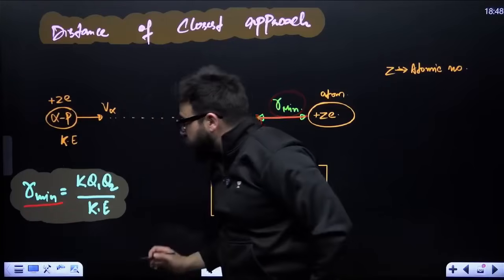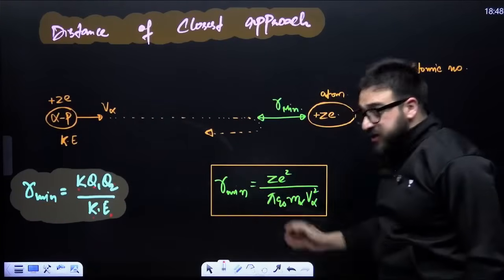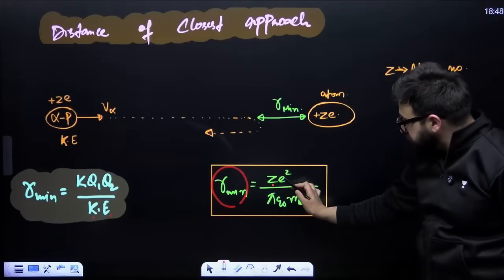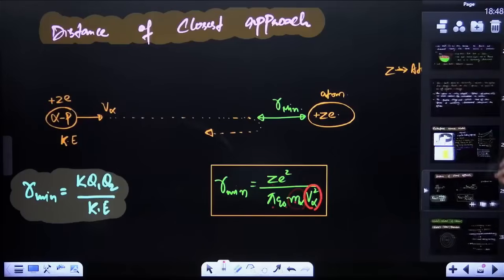This distance of closest approach in terms of kinetic energy is K Q1 Q2 divided by kinetic energy. And r minimum in terms of atomic number, you can write over here, is Z e squared upon pi epsilon naught, mass of alpha particle into velocity of alpha particle squared. This is the distance of closest approach.